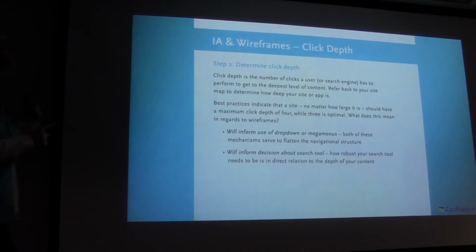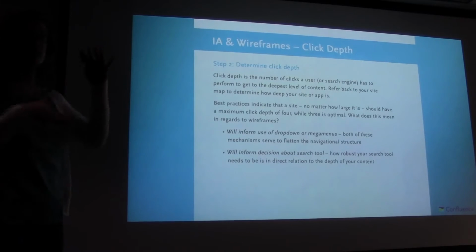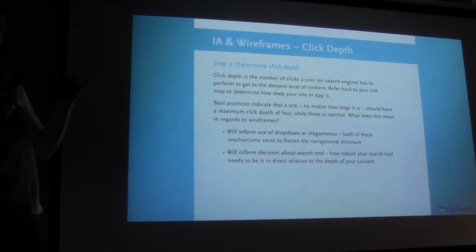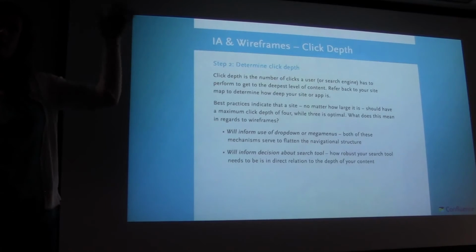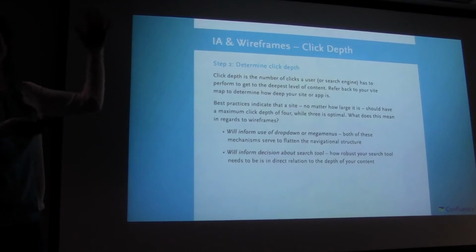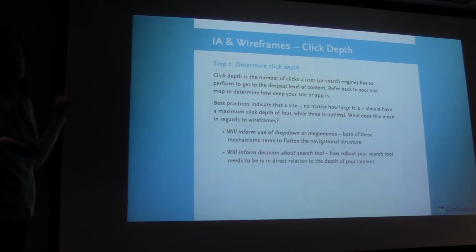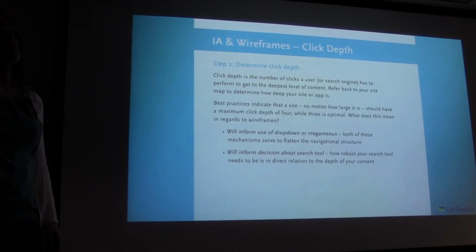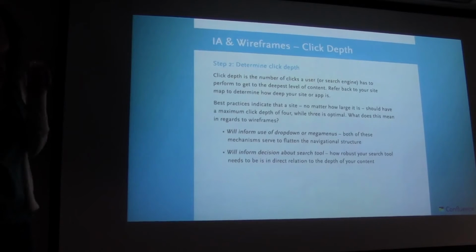Okay, so it's also important to determine click depth. Click depth is the number of clicks that a user or the search engine has to perform to get to the deepest level of your content. So when you were working on your sitemap, you determined how many child pages you have, how many grandchild pages you have, and you can see from that map how deep your site or your app is. So 3, 4 levels. 3 is common, 4 is not surprising. 5, maybe if you have, I don't know, a product that has a ton of data sheets or specs or something really minute.